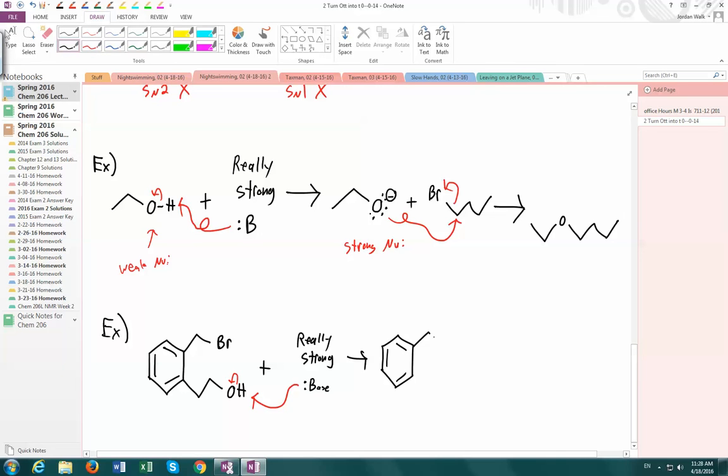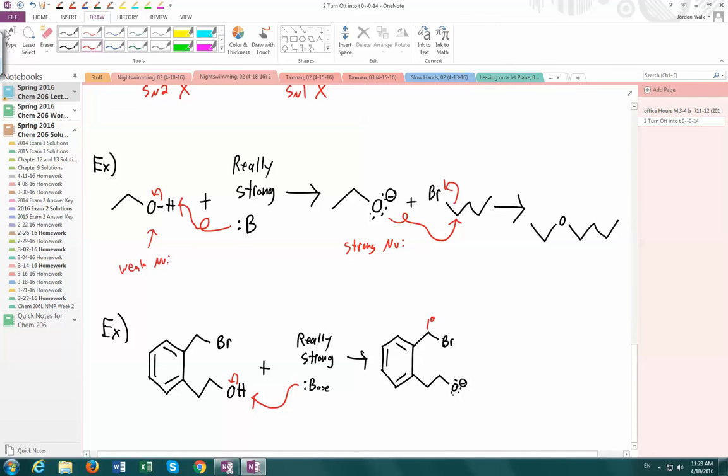And so what we'll end up with is this right here. All right, so we've got negative charge on this oxygen. Do we have an alkyl halide? Do we have an sp3 hybridized carbon bound to a halogen? Yep, we do, right? So we've got an alkyl halide, and at this position, we have a primary.